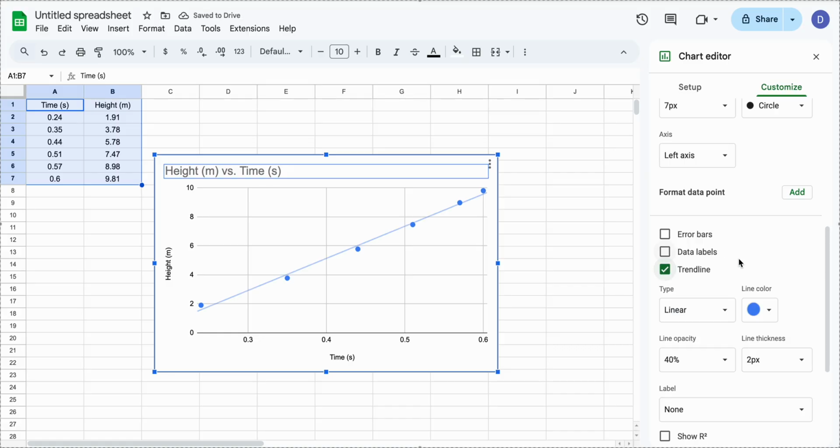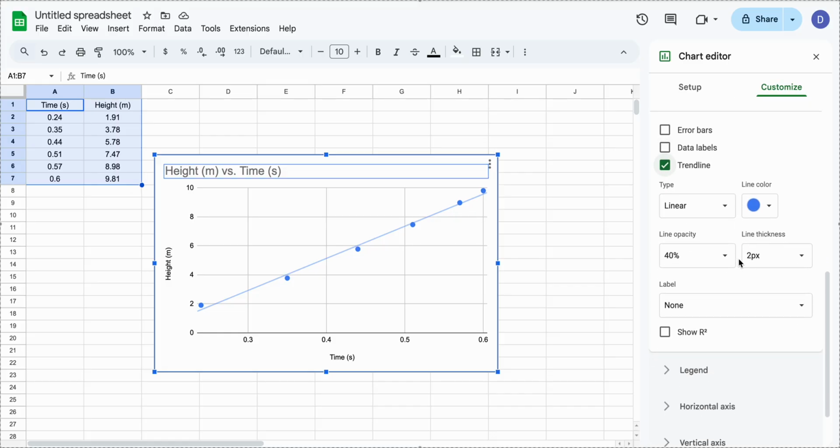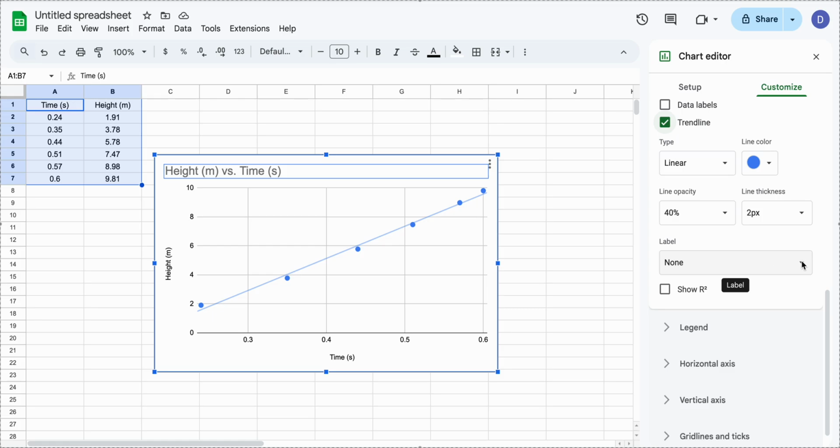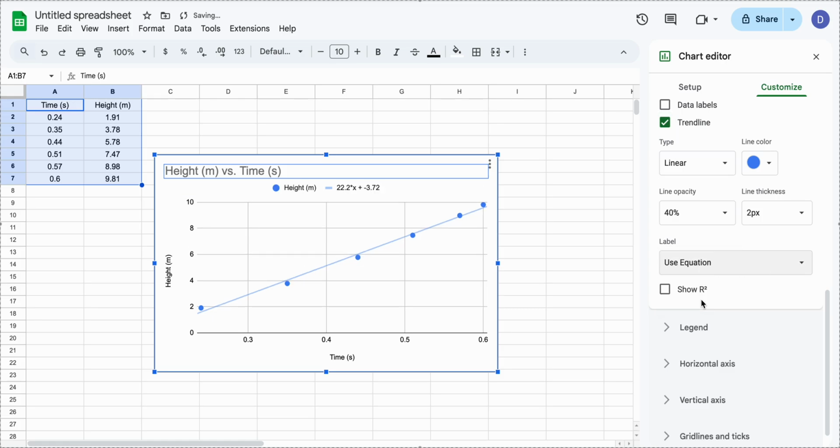Okay, the next thing was that we want the equation of this trend line. So I'm going to keep scrolling and see where it says label and it says none. We want the equation, and it gives you the equation. So let's look at the equation. It says height, which is our y value, equals 22.2 times x plus minus 3.72, which means the slope of this line is 22.2 and the y-intercept is negative 3.72. Okay, so we got our line of best fit.